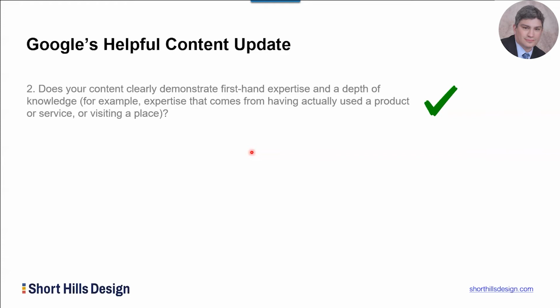Number two, does your content clearly demonstrate firsthand expertise and a depth of knowledge? For example, expertise that comes from having actually used a product or service or visiting a place. And I would say yes for most of us. Clearly, if we are a lawyer and we're writing about the law, about real estate laws and the steps you need when you buy a house, or you're a dentist and here's the reasons why you have to have a cleaning every 6 months. So that's certainly a check mark for us as well.